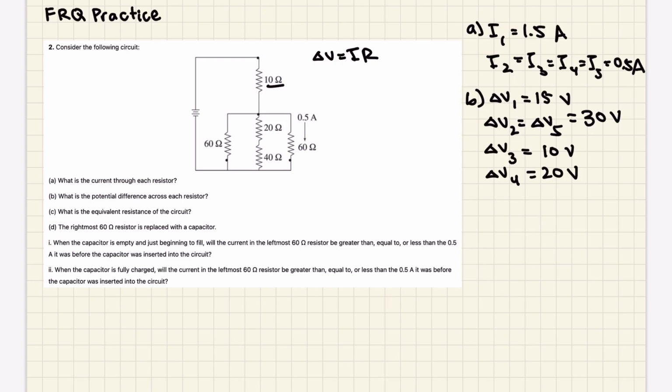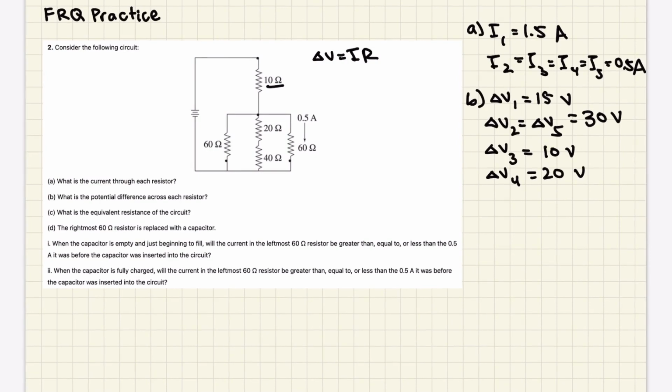You can double check your answers by seeing if they follow the rules we know. This is 10, this is 20. We know when two resistors are in series, the potential differences have to add up to be the same. And so that is 30, which is the same as what is in these two branches. And we know potential difference is the same across different branches.